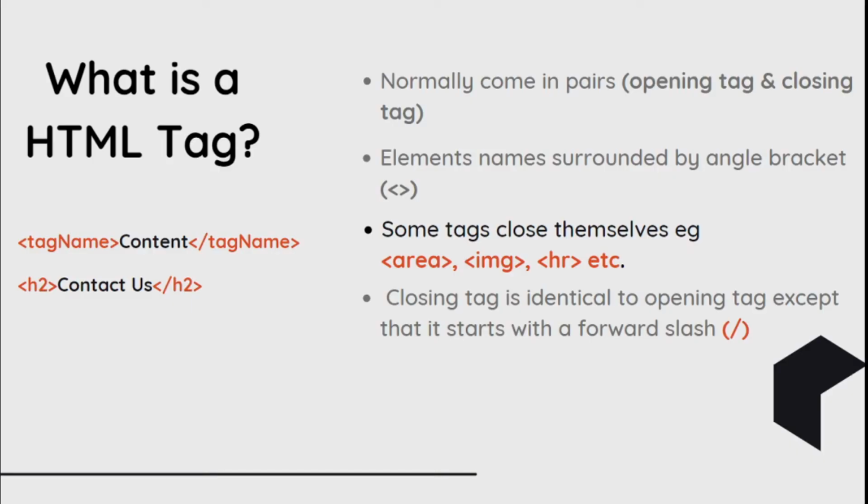Now, what is an HTML tag? HTML tags are the individual elements in the HTML document. They normally come with an opening tag and also a closing tag. Not all HTML tags come with opening and closing tags, like we can see right here: we have the area, the image, the HR. A closing tag is identical to the opening tag except that it starts with a /. So closing tags always start with a /. You can see right here, this is the closing tag, this is the closing tag, and yeah, that's it for tags.